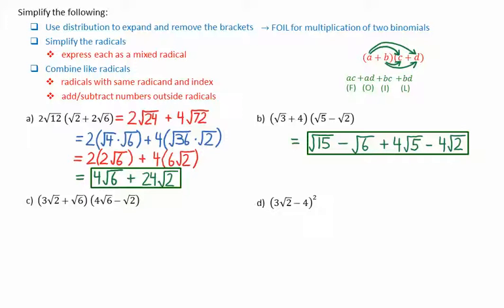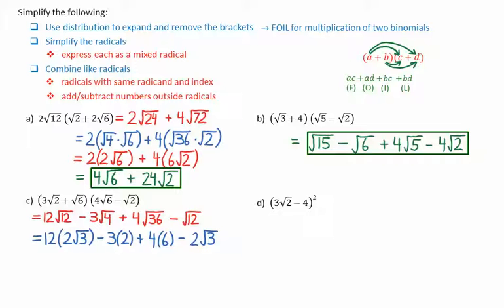For question C, once again, we use FOIL. Multiplying 3 root 2 times 4 root 6 gives 12 root 12. 3 root 2 times negative root 2 gives negative 3 root 4. Root 6 times 4 root 6 gives 4 times root 36. And root 6 times negative root 2 gives negative root 12. We can then simplify the root 12, root 4, and root 36.